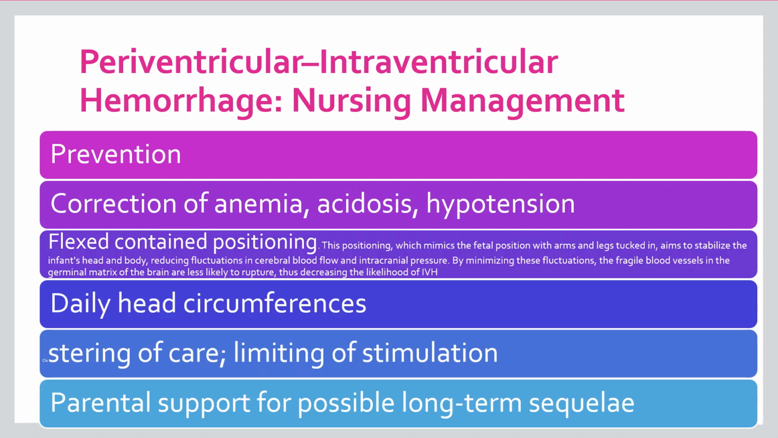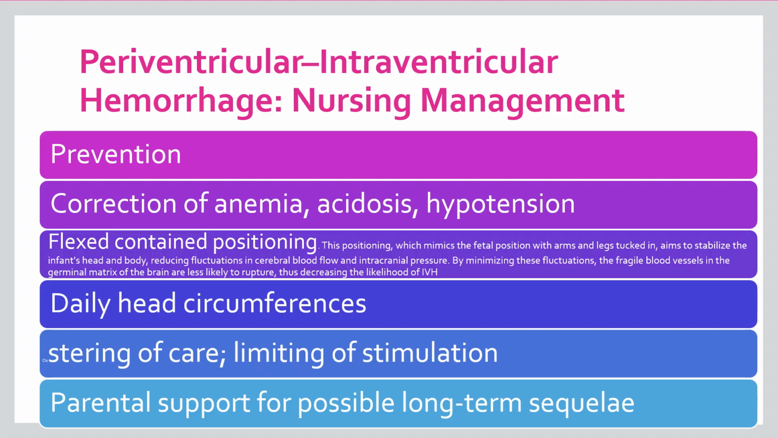So nursing management includes prevention. How can we prevent it? Correction of anemia, acidosis, hypertension. If the baby has anemia, make sure to correct the anemia. If there is acidosis, correct the acidosis. For hypertension, give vasopressors or medication to increase the blood pressure of the baby.